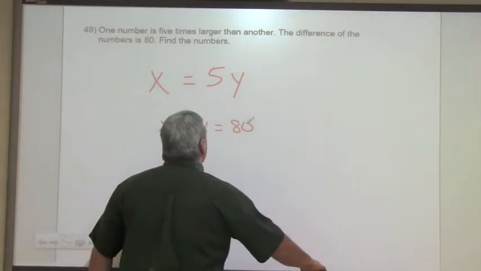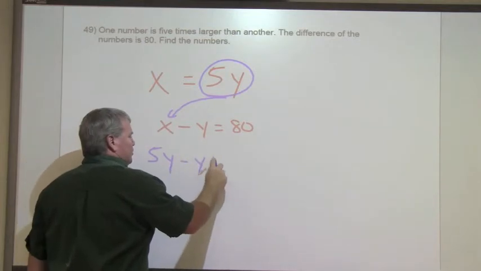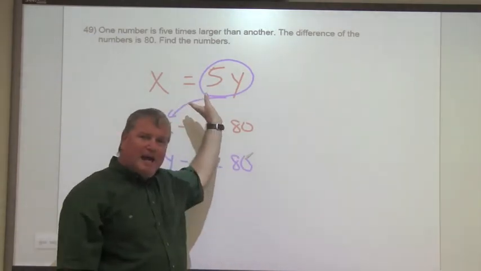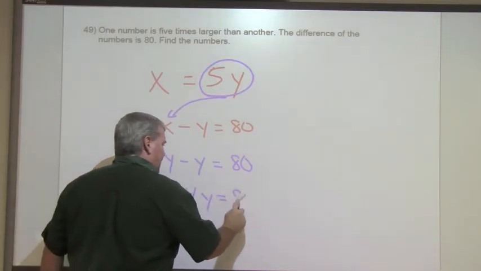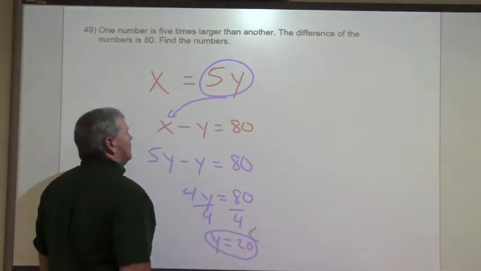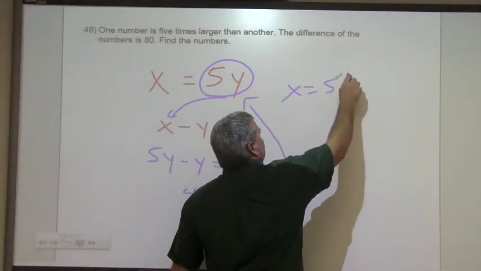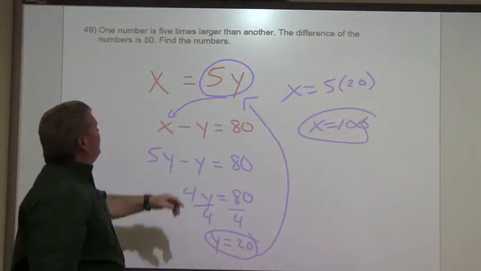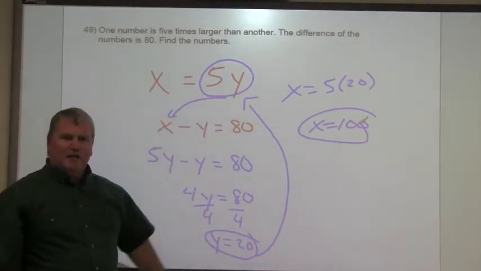So we're going to substitute 5y in for x. I've got 2 equations, so I've got to substitute one of them into the other. Or I can do an elimination method, but since it's already set up equal to x, I'm going to use substitution. 5y minus y is 4y equal to 80. Divide by 4, and y equals 20. And then, since I know that y equals 20, I can plug in here, x equals 5 times 20. So x is going to equal 100. So it asks, find the numbers. Well, the first number, the bigger number, is 100. The smaller number is 20.